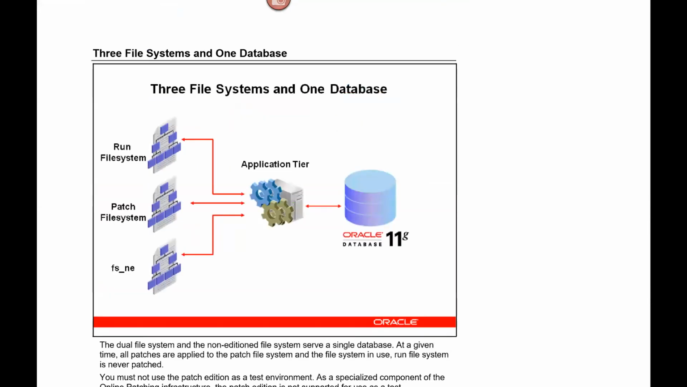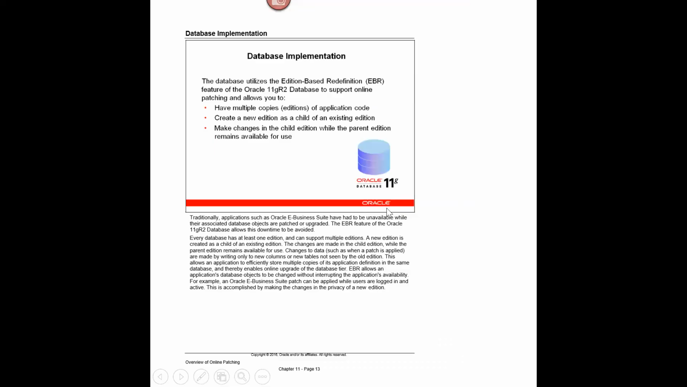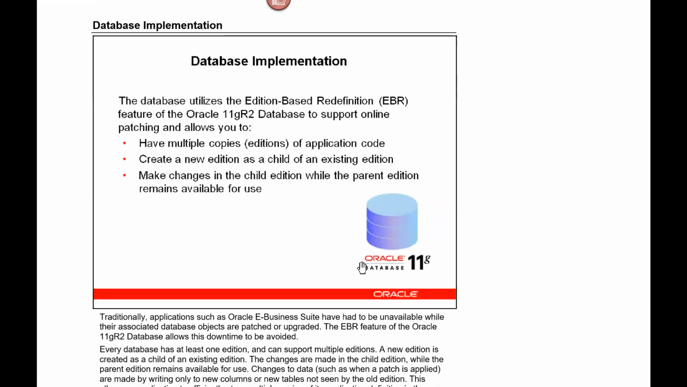So totally, as we have been discussing from class one, we have three file systems: the run file system, the patch file system, and FSNE, which are on the application tier, and we have one database. Now, for the next four to five slides, we'll be talking about this edition-based redefinition: how patching is taken care of when it is happening, because there are no two databases. So how is it maintained? We'll go through this.